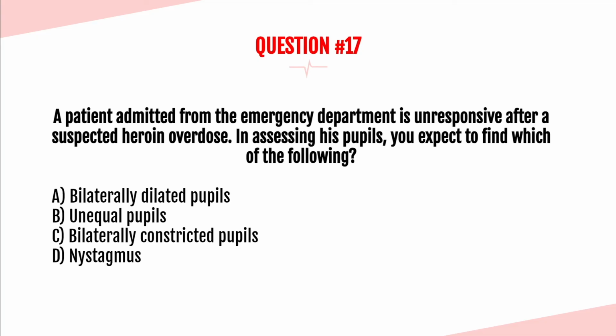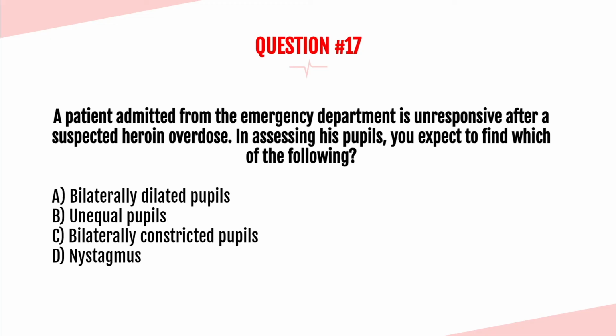Question number 17. A patient admitted from the emergency department is unresponsive after a suspected heroin overdose. In assessing his pupils, you expect to find which of the following? A, bilaterally dilated pupils. B, unequal pupils. C, bilaterally constricted pupils, or D, nystagmus?